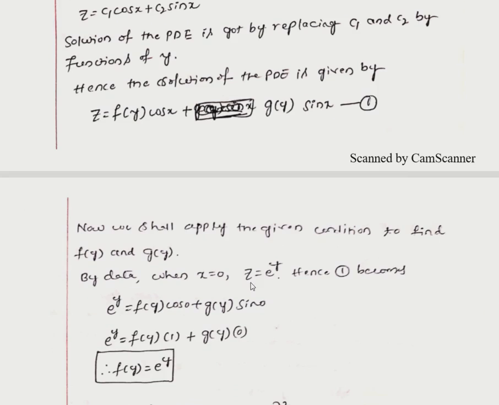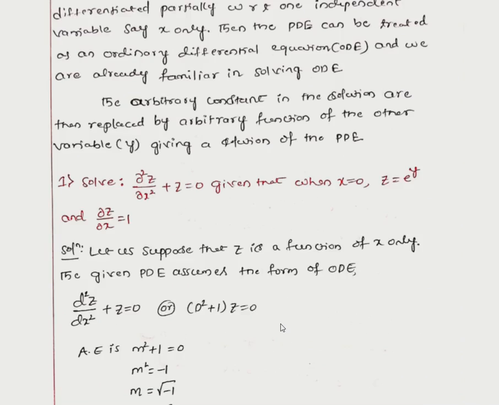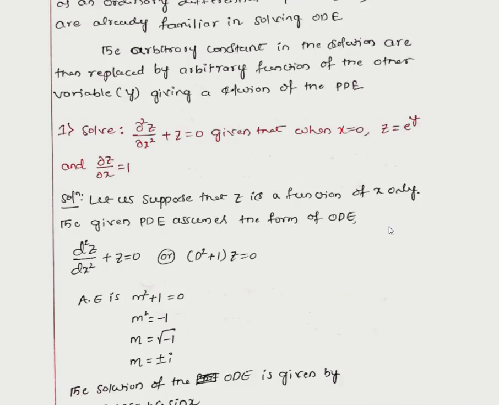Now we shall apply the given conditions to find f(y) and g(y). By data, when x = 0, z = e^y.